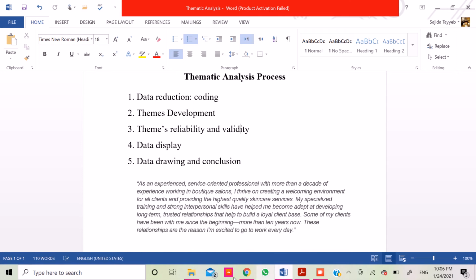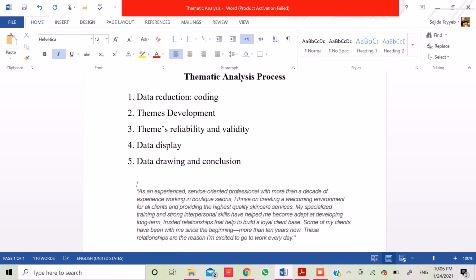Here, let me tell you that I have taken a form of interview sample from Google, just so I can use it to show you how you can do the coding, etc. This answer is the result of a question which was asked: what motivates you to work hard? This was the question, and following is the answer that I got from Google.